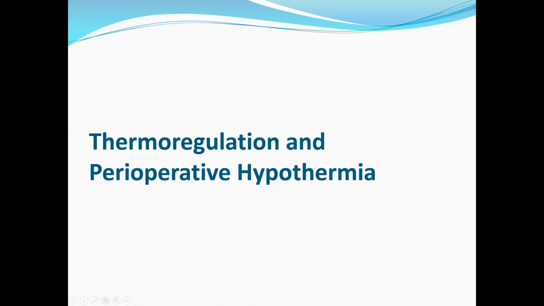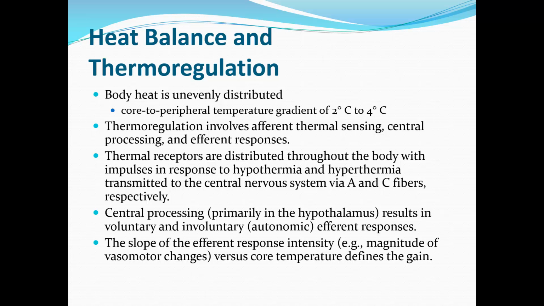In this section, we're going to briefly talk about thermoregulation and perioperative hypothermia. So what's heat balance and thermoregulation? Body heat is unevenly distributed, as you guys know, with a typical core to peripheral temperature gradient of 2 to 4 degrees Celsius. As with any other neurally mediated physiologic processes, thermoregulation involves afferent thermal sensing, central processing, and efferent responses.